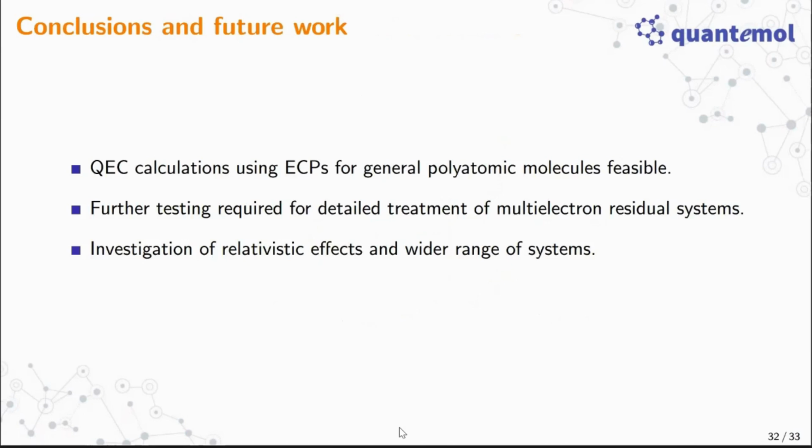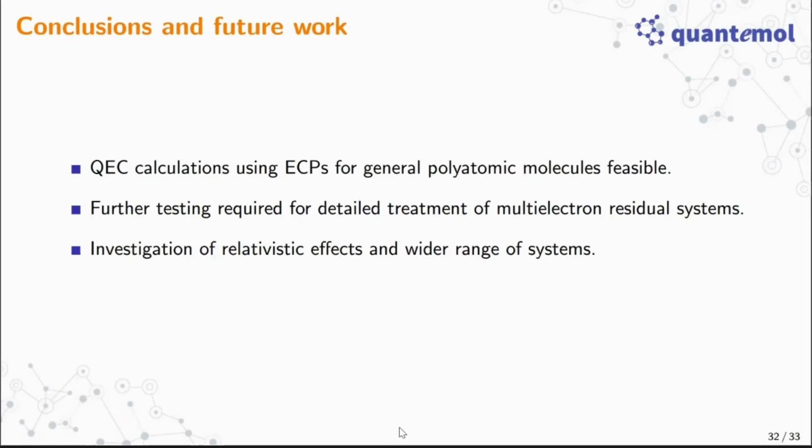So the conclusions on this are that we can now use ECPs in QEC for general polyatomic molecules. Calculations are now feasible. The calculations that I've shown today run on the order of minutes to an hour, maybe 2 hours. So they're perfectly tractable calculations. Further testing is certainly required to investigate some of the features. These are all very new types of molecules. We're maybe not sure what structures we should expect in some of the cross sections. So I'd say further investigation is required in some of them, but things look perfectly reasonable for starters.